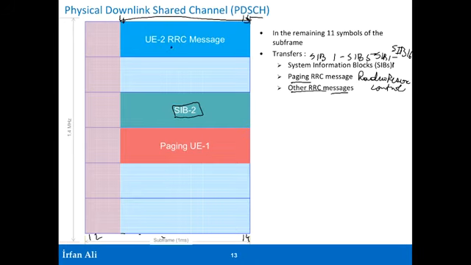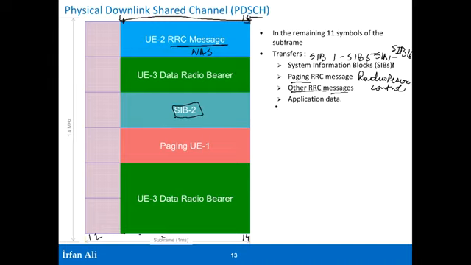So these are control messages which are both from the base station and also relayed messages, the NAS messages from the MME, so they are also encapsulated in the RRC messages and sent down to the mobile. In addition, of course, the most important thing is the real information, the data that the mobile is trying to receive, and that's shown here for mobile number 3.